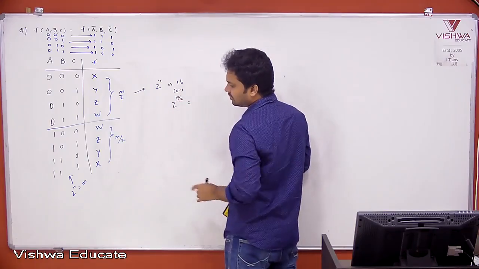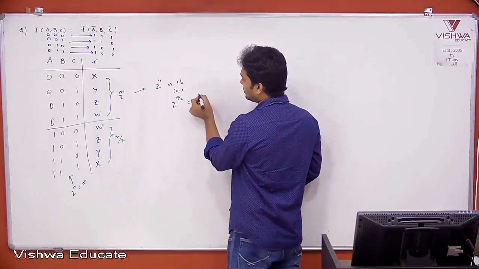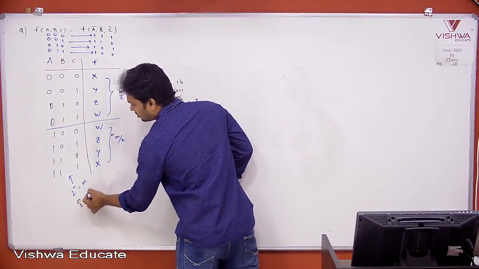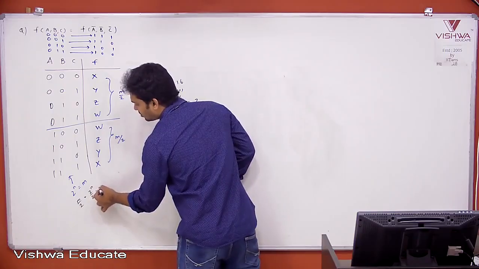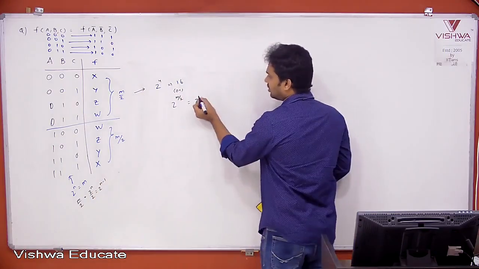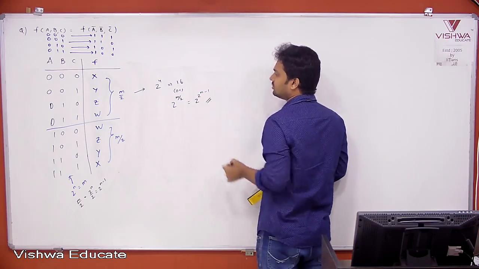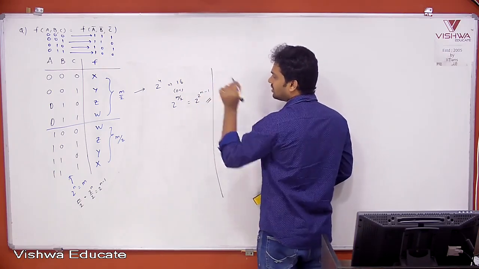But what is m? 2 power n. So 2 power m by 2 is equal to this. Then what is m by 2? 2 power n by 2, which is 2 power n minus 1. So m by 2 can be replaced by 2 power n minus 1. This is the answer generally for that condition.